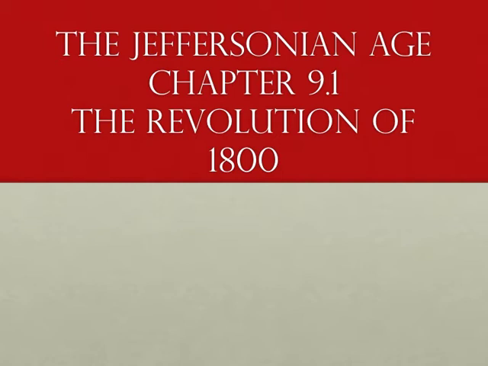Section 1 is called the Revolution of 1800 because that's what Thomas Jefferson refers to his election as, that we are going back to the revolutionary ideals that began in 1776. He thinks that we took a break from them during the Federalist time, and now we're back to what America should be about.